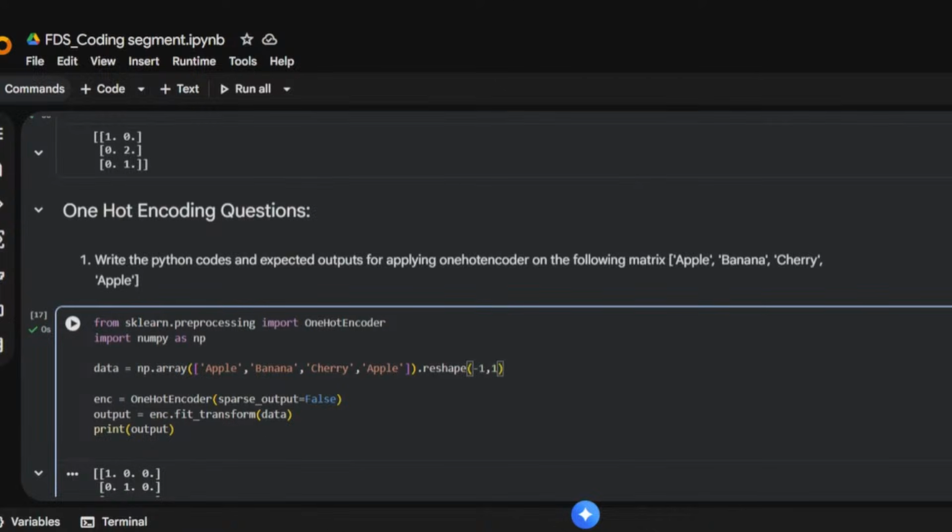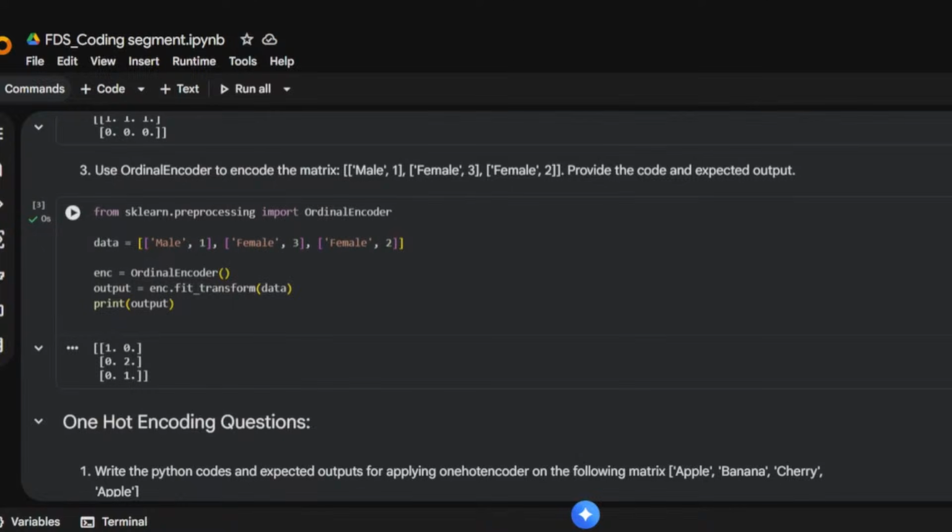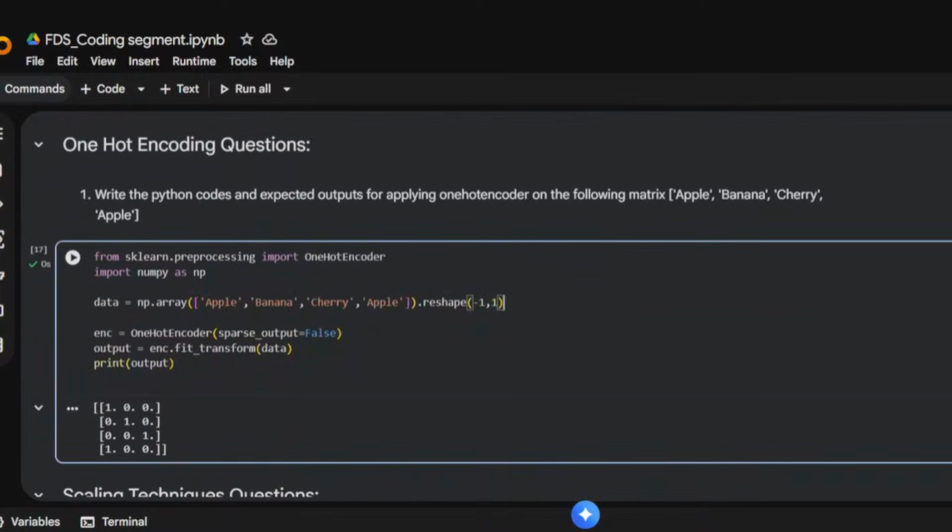Let's say you don't want to complicate it by calling more libraries, then you can follow this particular method where you have a square bracket here, apple is in one bracket, banana is in one bracket, and you just encase it accordingly. Now here you'll have to ensure that you declare sparse output is equal to false. This is really important to printing your output.